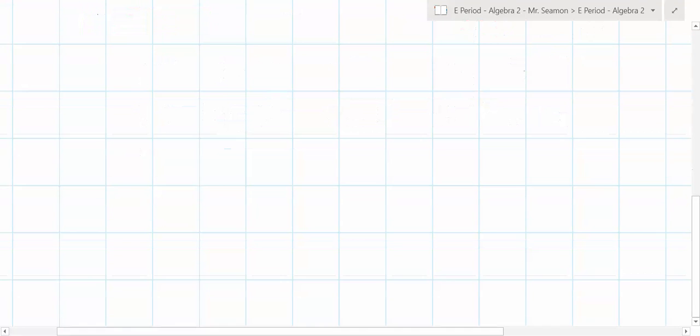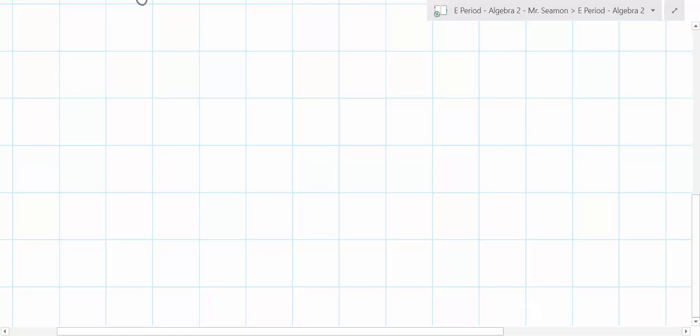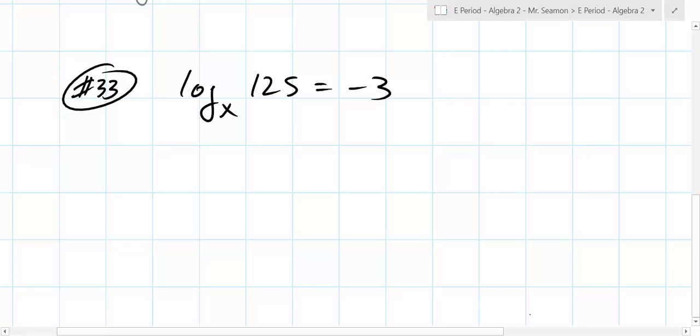Okay, another one. Who's got another one? Log base x of 125 is equal to negative 3. So what are you supposed to do with this? Solve it, right? This is in logarithmic form, so put it in exponential form. What's the base? It's going to be x to the negative 3 equals 125.